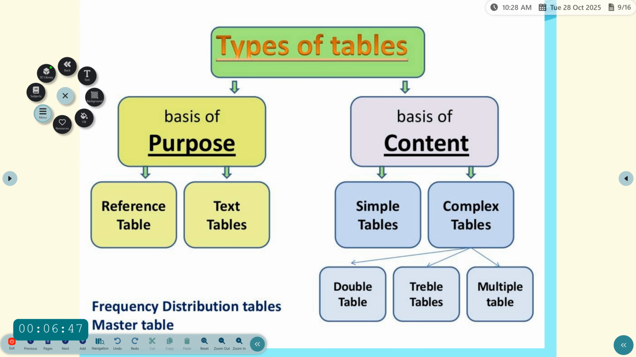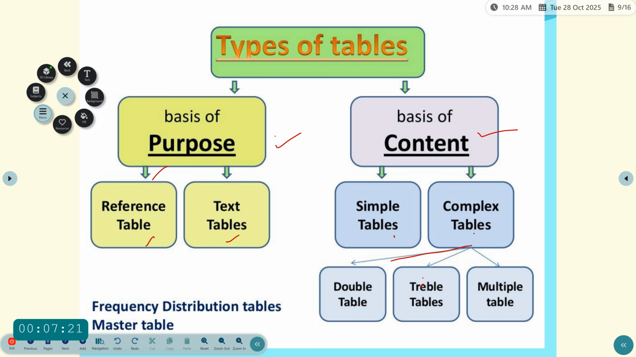Now, what are the types of tables that we use? The tables are classified on the basis of purpose and basis of content. On the basis of purpose, there are two types: one is the reference table, another one is the text table. On the basis of content, we have simple tables and complex tables. Then complex tables are further classified into double table, triple table, and multiple table. These are the types of tables.